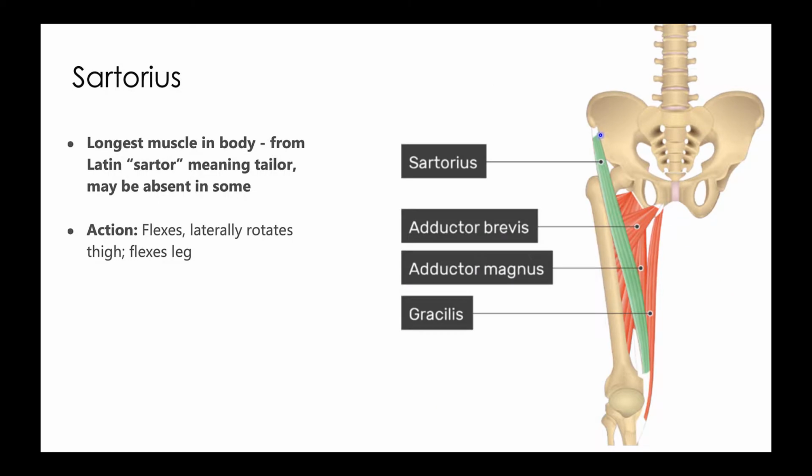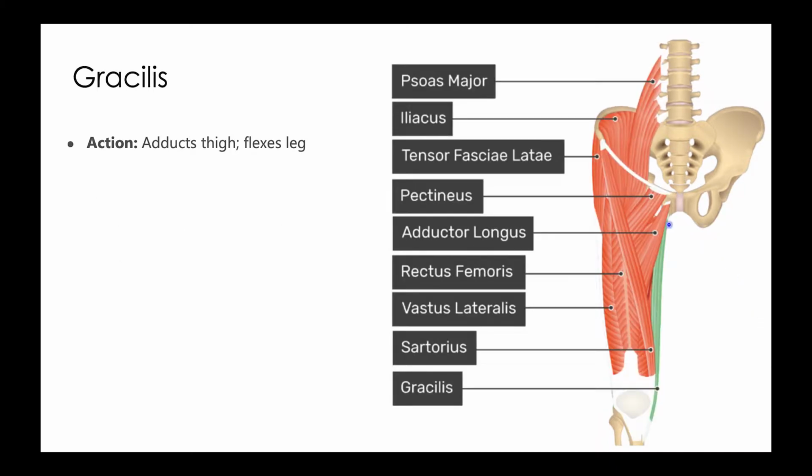Our sartorius is the longest muscle in the body. We don't have an asterisk, so you don't need to know its origin and insertion. You do need to be able to identify it on a muscle model, but this is going to flex and laterally rotate the thigh and flex the leg. The gracilis here in green, this is a thigh adductor, so we're going to add this leg back to the midline. And it's also crossing here at our knee joint, so it's going to help with leg flexion.